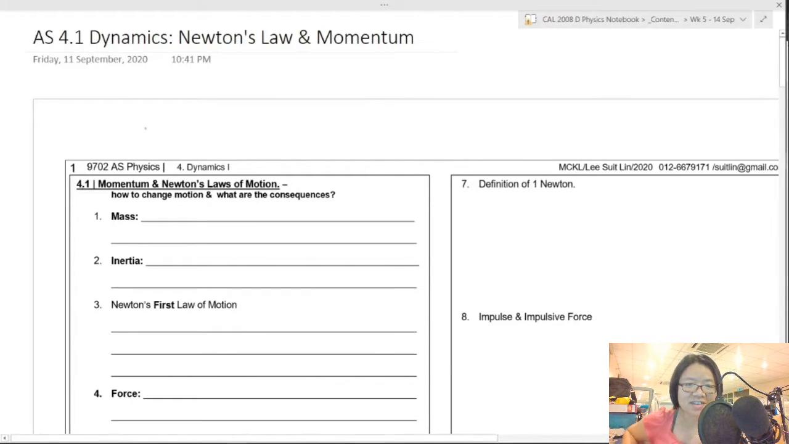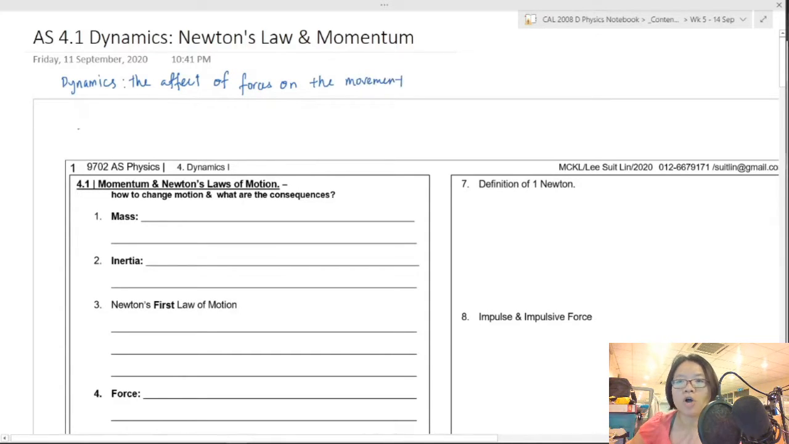Alright, so here you can see that we're going to move into dynamics now, move out from kinematics. In dynamics, we will study the effect of forces on the motion or movement of any masses. We learned to describe these masses in kinematics. Now we are going to talk about what causes them to move that way and what governs that movement.